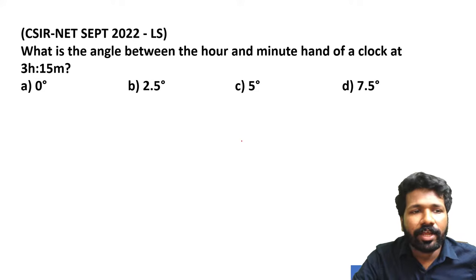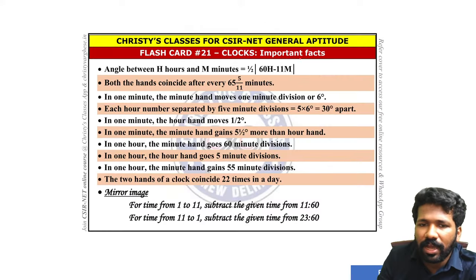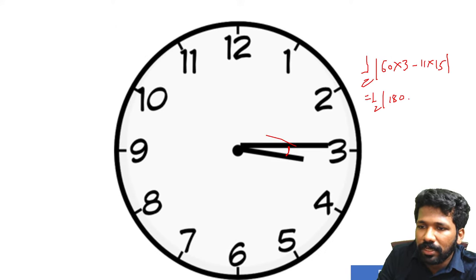Angle between minute hand and hour hand at 3:15. The clock will look like this, the hour hand and minute hand. You can use the formula itself directly. Half into 60H minus 11M. Half into 60 into the hour value, which is 3, minus 11 into 15 minutes, since it is 3:15. So that is half into 180 minus 11 into 15.